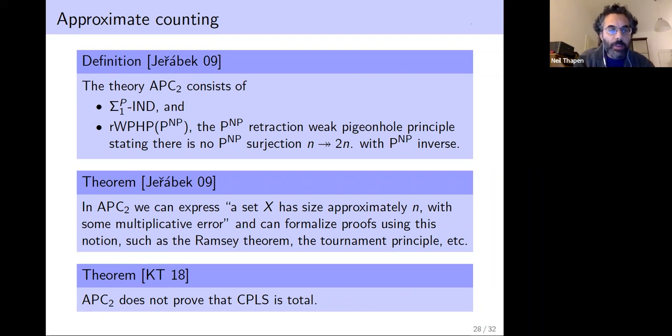So the theorem here is the answer to this question. We show that although approximate counting is strong, it doesn't give you everything. So we're able to get some separation here, and this actually turns out to be a separation between search problem classes, as we'll see in a moment.